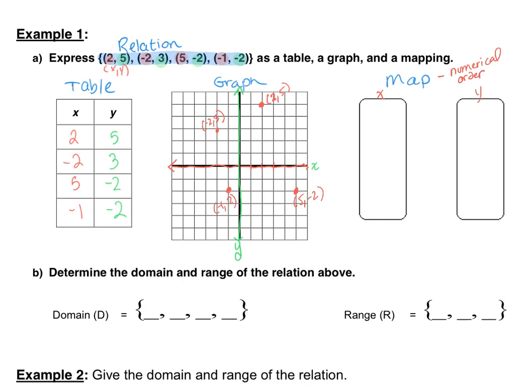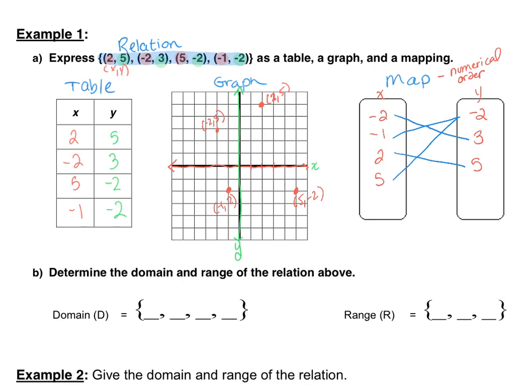So my x values, the lowest was -2, then we have -1, 2, and 5, and I do the same thing for my y values. We had -2. I'm not going to write the repeated -2. We don't write the repeated numbers. And then 3 and 5. And then we map. So the ordered pair with x of -2 went with the y value of 3. The x of -1 went with -2 for y. The x value of 2 went with +5, and the x value of 5 went with -2.